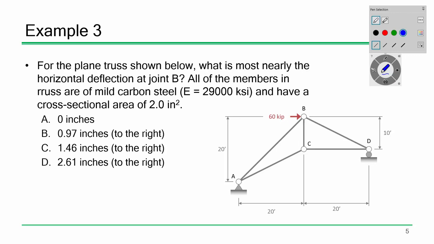So we have a plane truss. The problem statement was kind of nice in the fact that all the E values are the same and all the A values are the same, because that makes things a lot nicer. And what we want to do is determine the horizontal deflection at joint B. And we've got 4 choices. What is not the right answer? 0. It's not. I mean, obviously, if I push that truss, it's going to move. So it's not 0.